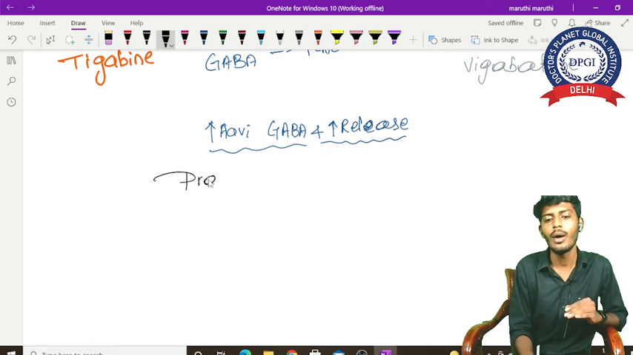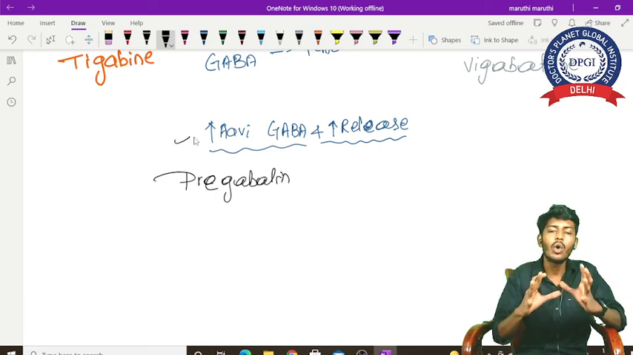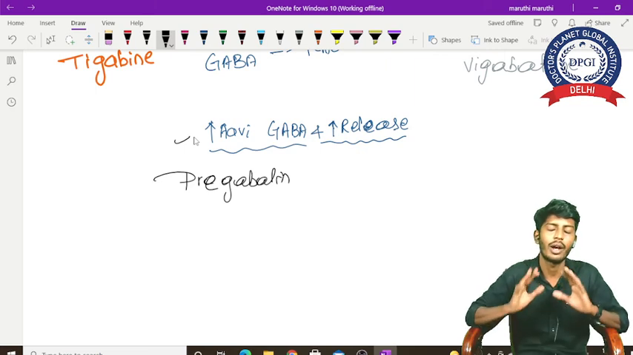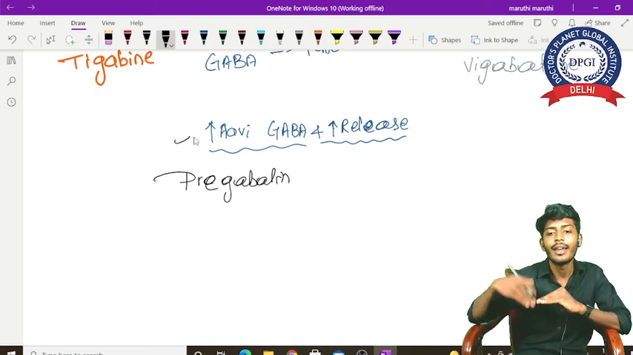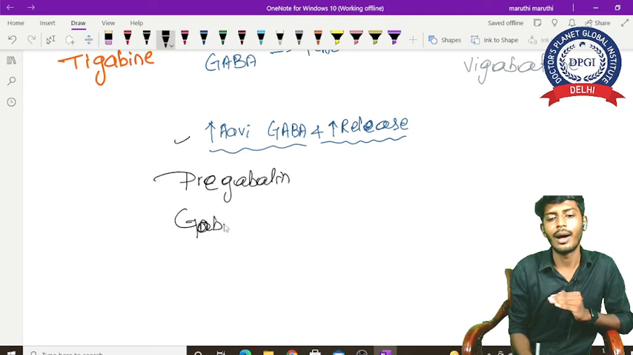Pregabalin. Basically what is it doing? It is either increasing the availability of GABA, or increasing the release of GABA. That is pregabalin. And one more drug, the name of the drug is called gabapentin.